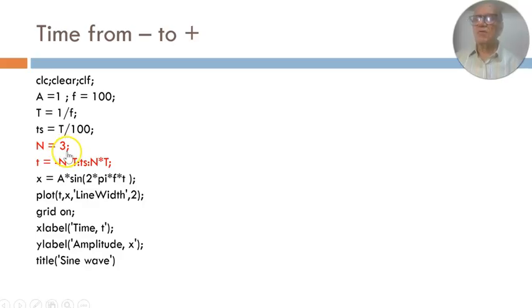So n equal to 3. What we are doing actually is changing the number of cycles. But now t starts from a negative value. So your t1 will be minus nT, so minus 3T. T itself is 0.01, so it will start from minus 0.03 and will go up to plus 0.03. And since you're starting from negative, although n is equal to 3, you will now see 6 cycles.